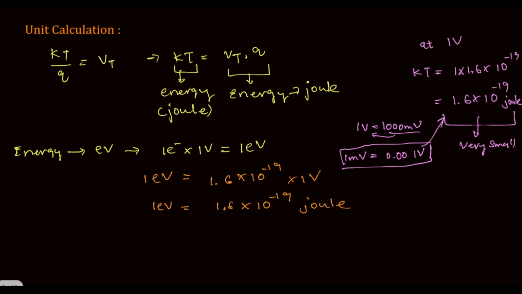So if you want 1 joule, then I will give 1 electron volt divided by 1.6 into 10 power minus 19, shifting this to the LHS. This will give me 10 power 19 by 1.6 electron volt. So 1 joule is 10 power 19 by 1.6 electron volt. Similarly, let us calculate kT in electron volts. We will convert that into electron volts here.